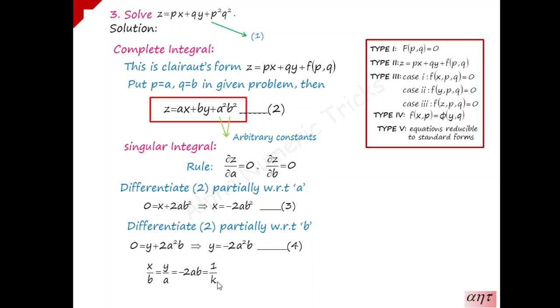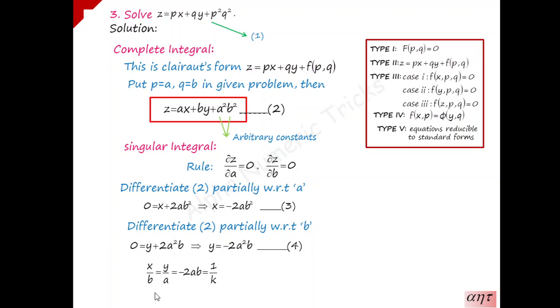Instead of this 1 by k, you can take k also, but here the first two terms, x by b and y by a, are in terms of fractions, so you have to write this also in fractions. Then finding the constant and the simplification becomes easy. Otherwise the simplification is a little bit lengthy. To avoid that, we take this equated to another constant, 1 by k.